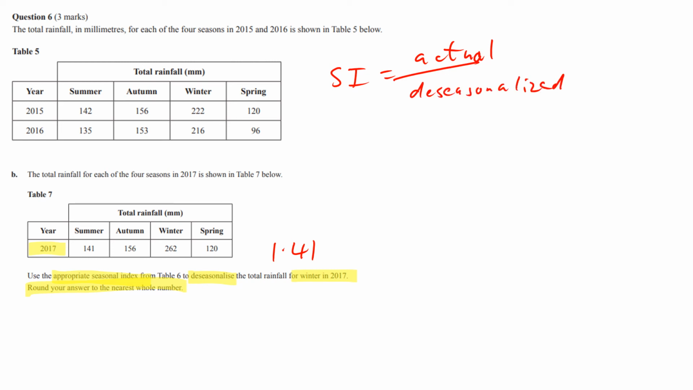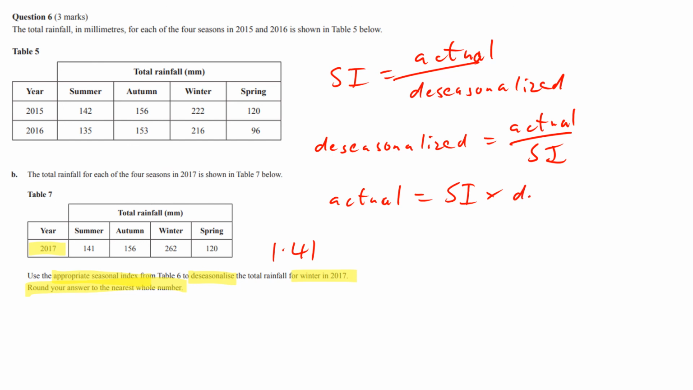deseasonalized. All right. You might want to have a few rearrangements of this. Let's rearrange this a few ways. Deseasonalized, because I know a lot of people just freak out about these things. It's very simple. Actual over SI, and then actual equals SI times deseasonalized. So that's the 3 arrangements of these equations.